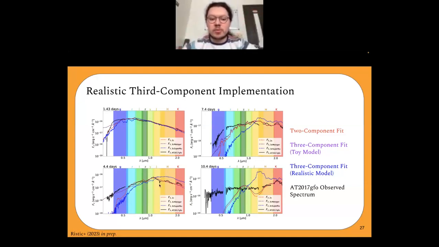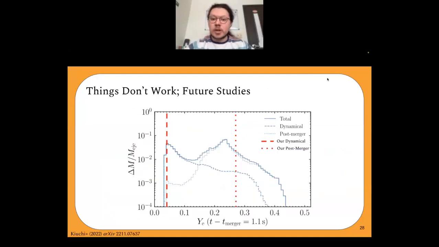Our two-component fits were decent. I mean, they were good enough in the infrared bands. We didn't really want to adjust that. So it's clear that for what we're trying to fix, which is this blue underluminosity, a third radioactive heating source is not the answer. So where do we go from here? What are some alternative things that we can consider?